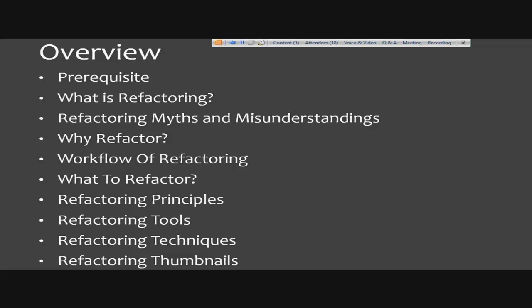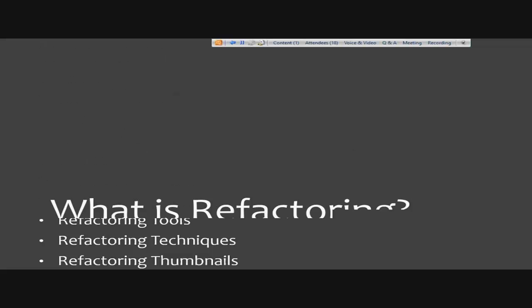So it is not a comprehensive session, but an introductory, get-you-started session, and hopefully it will invoke you to think towards refactoring. Even if you are already practicing refactoring, it's a refresher for you, and maybe you will still get some points to ponder upon. So that's my belief. So let's see what refactoring is.